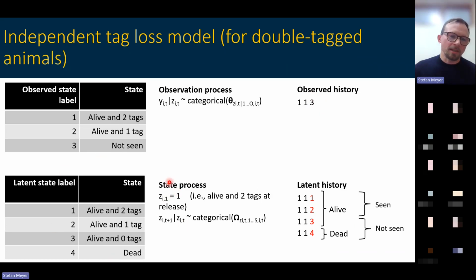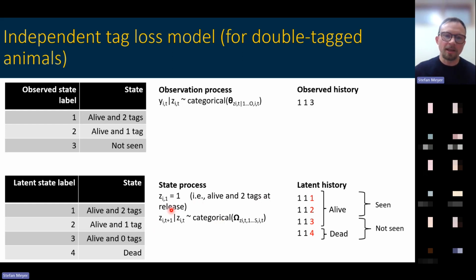And then the state process has potential for different latent states. The first being an animal that is alive and retaining 2 tags. The second, the animal being alive and retaining 1 tag. And then the third state, the animal being alive and retaining 0 tags. And then we have the fourth state, which is an animal that has died. The state process, we have to account for the latent state at release. And in this case, the condition is that the animal is alive and is wearing two tags, because this is simply the state where we apply the tags to the animal.